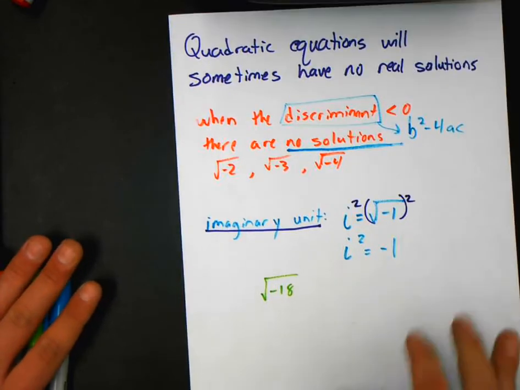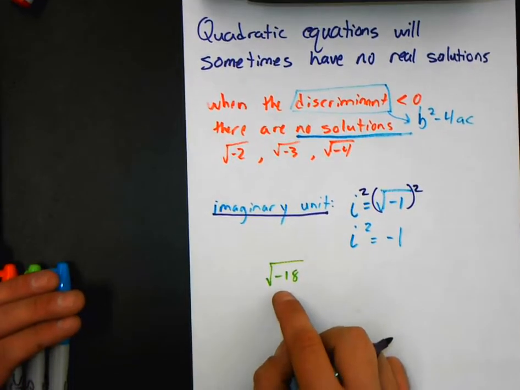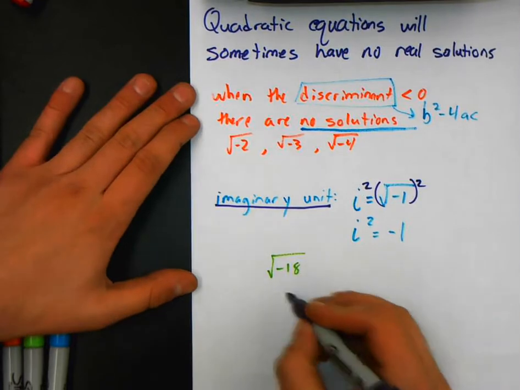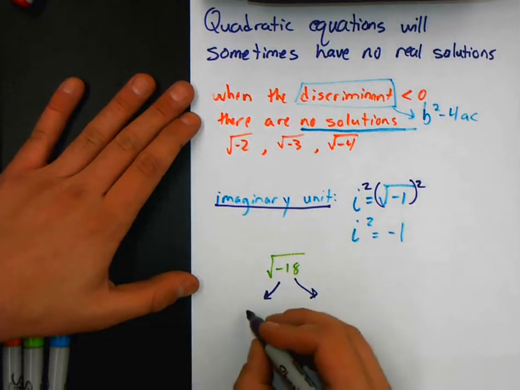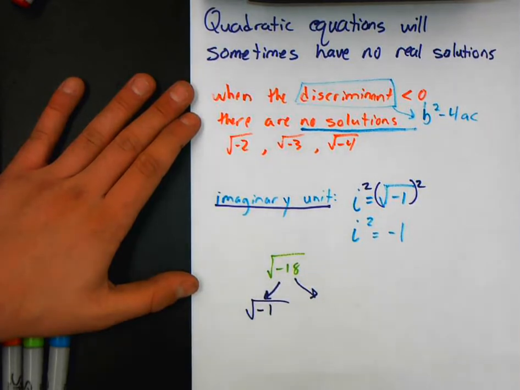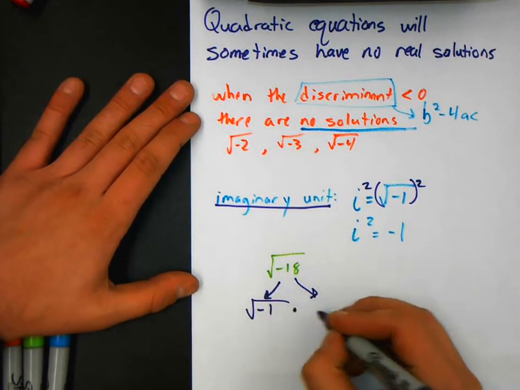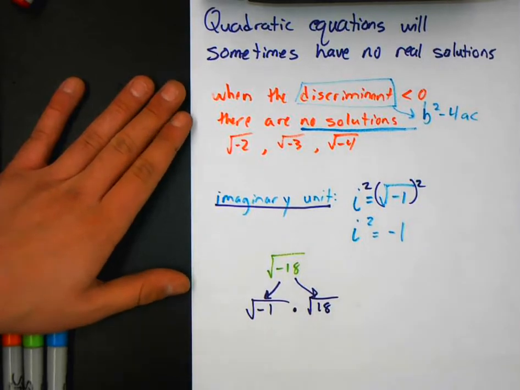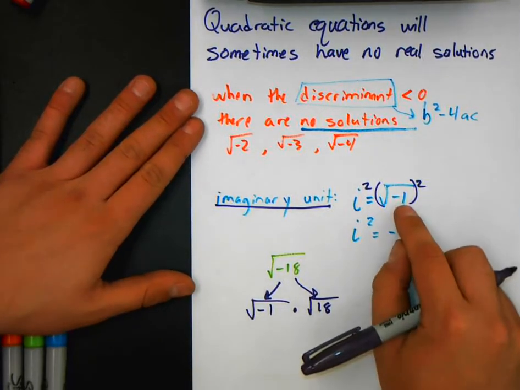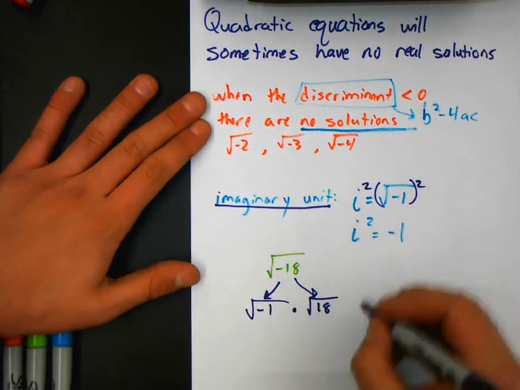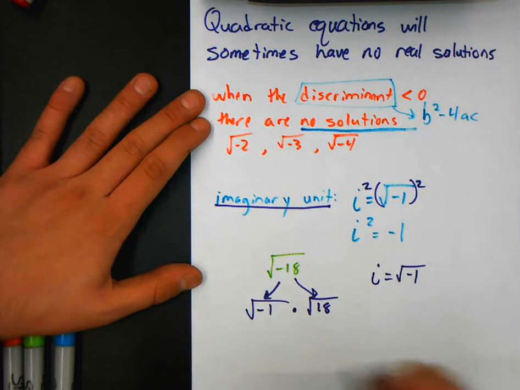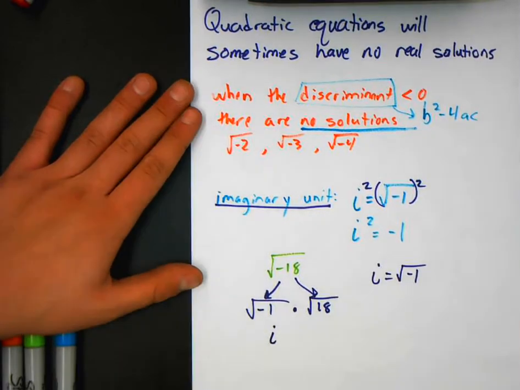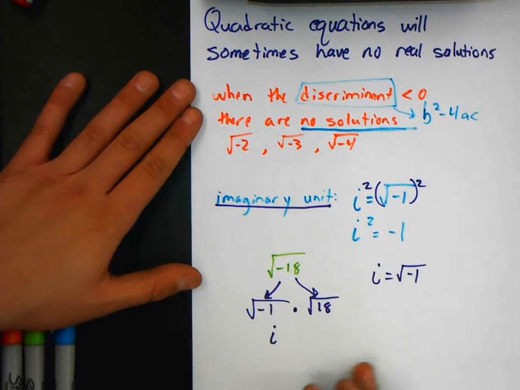Now let's take, for example, the square root of negative 18. A way we can better simplify this is by splitting up our radicals just like we're used to, and we'll split them up into factors where one of them is the square root of negative 1, and it is being multiplied by the square root of 18. Now, using our imaginary unit, i is equal to the square root of negative 1. So instead of writing the square root of negative 1, we can replace it with the letter i, an imaginary number. This helps rationalize our number and simplify it.